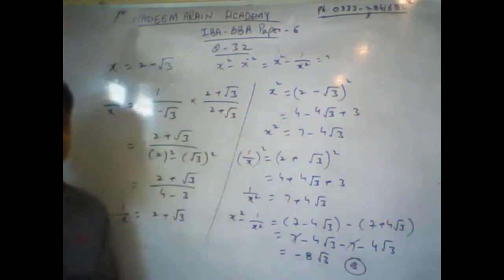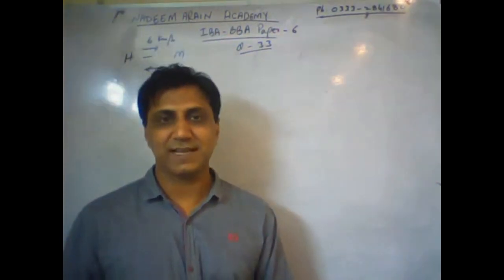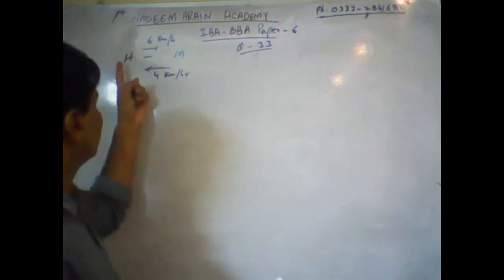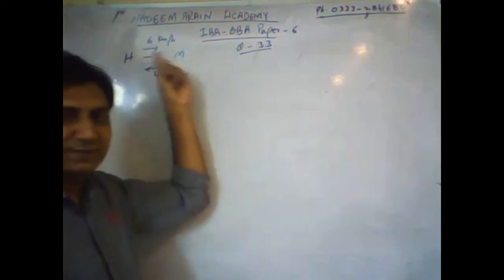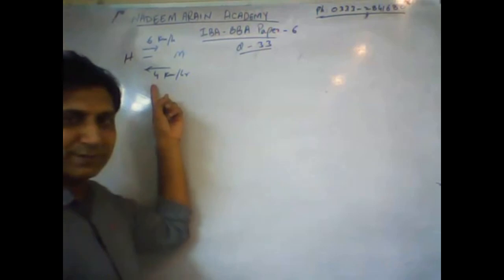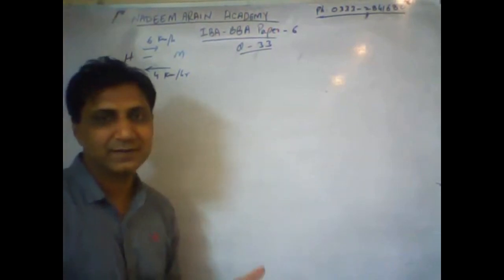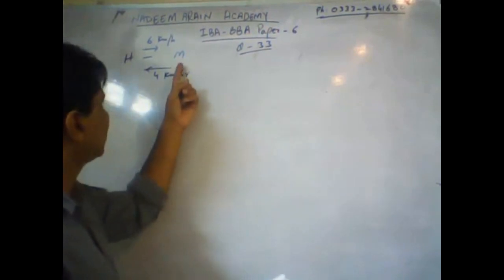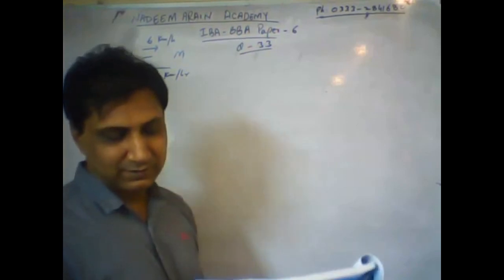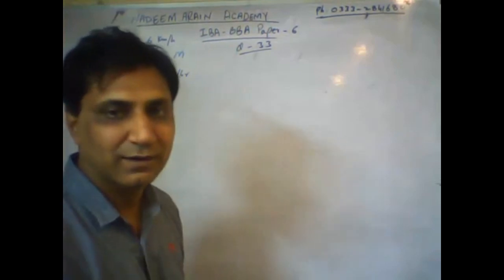Hello, IBA past paper 6, question number 33. The question says that Kamran ran from his home to market at the speed of 6 km per hour and back from market to home with 4 km per hour speed. The total time he took was 90 minutes. So we need to find the time taken from market to home. How many minutes did it take him to run from the market to his house?